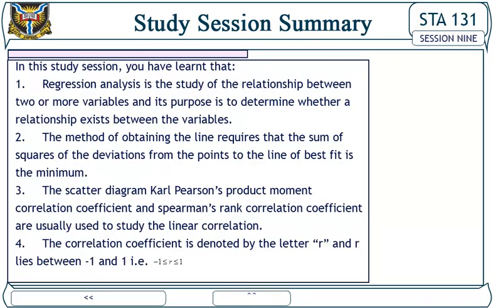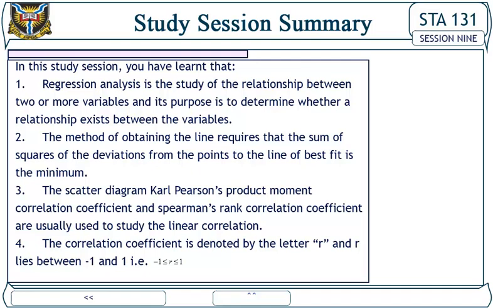Summary of study session 9. In this study session, you have learned that: 1. Regression analysis is the study of the relationship between 2 or more variables, and its purpose is to determine whether a relationship exists between the variables. 2. The method of obtaining the line requires that the sum of squares of the deviations from the points to the line of best fit is the minimum.